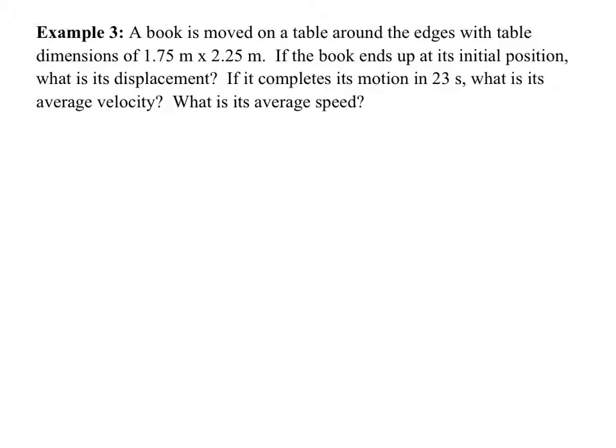It's gonna apply this also. Let's take a look at example 3. A book is moved on a table around the edges of the table. The dimensions of the table are 1.75 meters by 2.25 meters. If the book ends up in its initial position, what is the displacement? If it completes the motion in 23 seconds, what is the average velocity? And finally, what is its average speed?